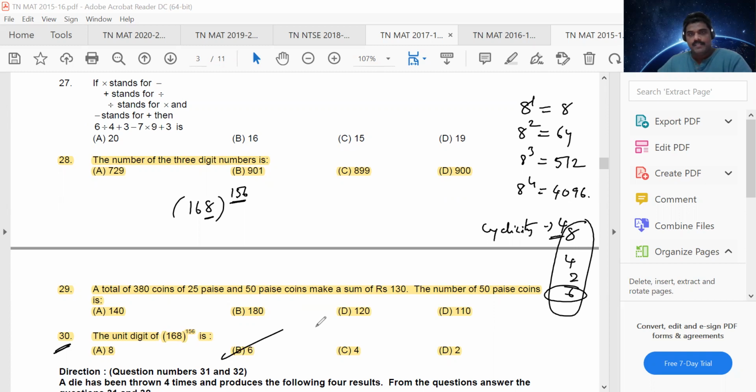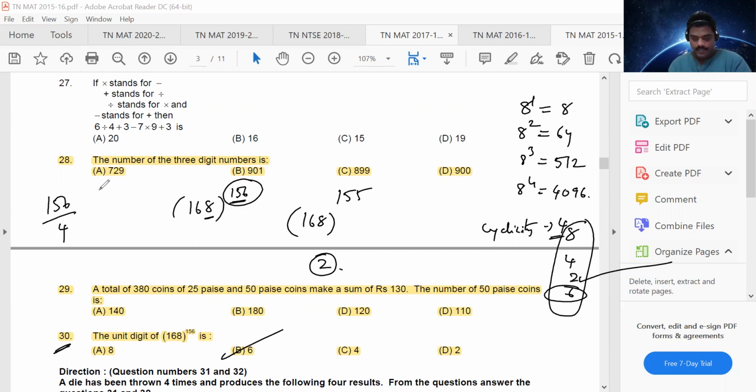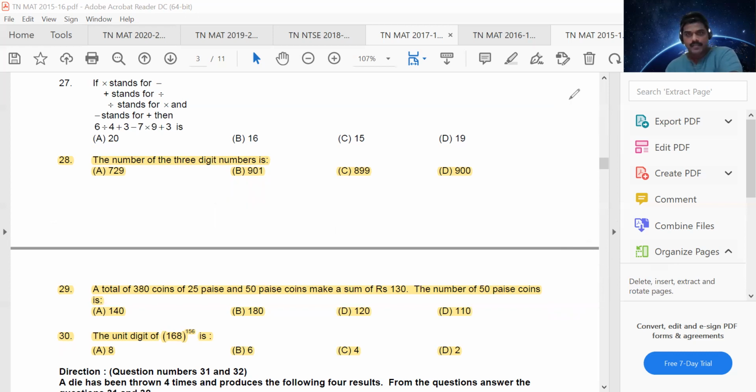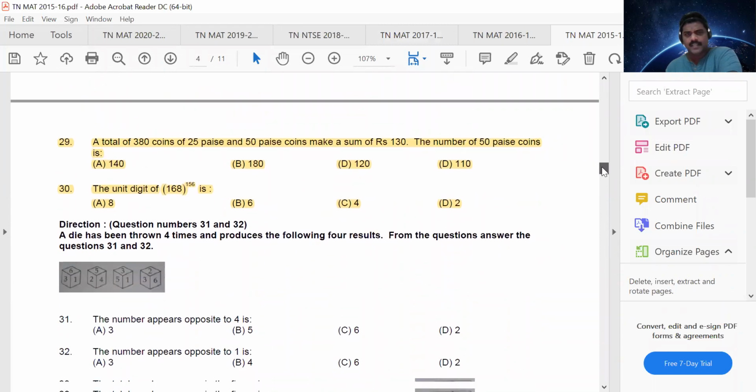If it was 155, then what would happen? There will be a difference of 1, so my units place will be 2. Clear? For whatever value is there, you divide it by your cyclicity. If the remainder is 0, you take the bottommost. If the remainder is 1, you take this one. If the remainder is 2, you take this one. If the remainder is 3, you take this one. Clear? I have explained all the models. You can repeat the video if you need better clarity. Cyclicity I have explained many times.